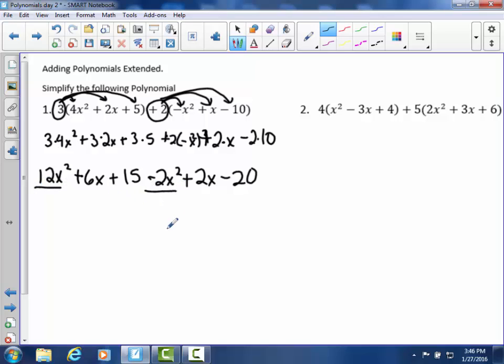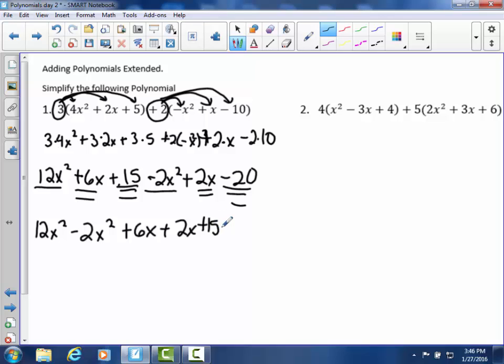Now, you have a choice at this point of identifying your like terms and combining them, or you can do the stacked protocol. I'm going to leave that up to you. I'm going to go ahead on this one, and because of the way I've written it out, identify my like terms. Okay, and then I'm going to combine them. So I have 12x squared minus 2x squared plus 6x plus 2x plus 15 minus 20. Okay, so that'd be 10x squared plus 8x minus 5.